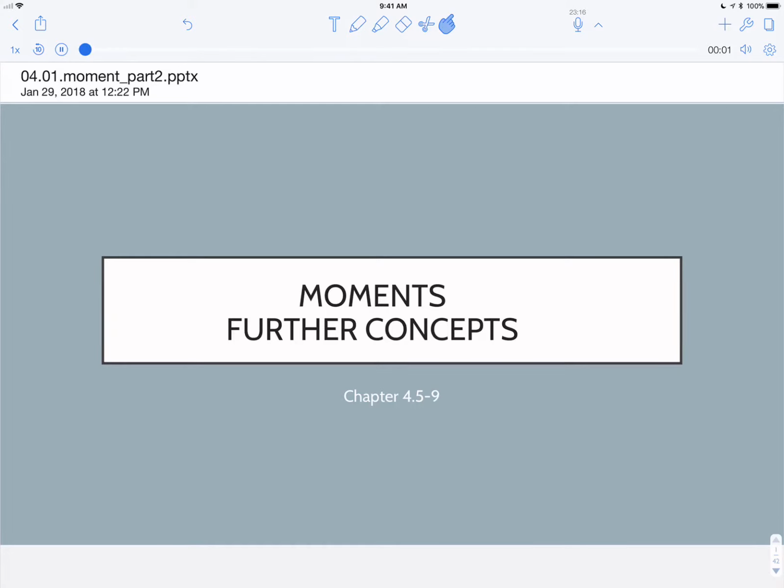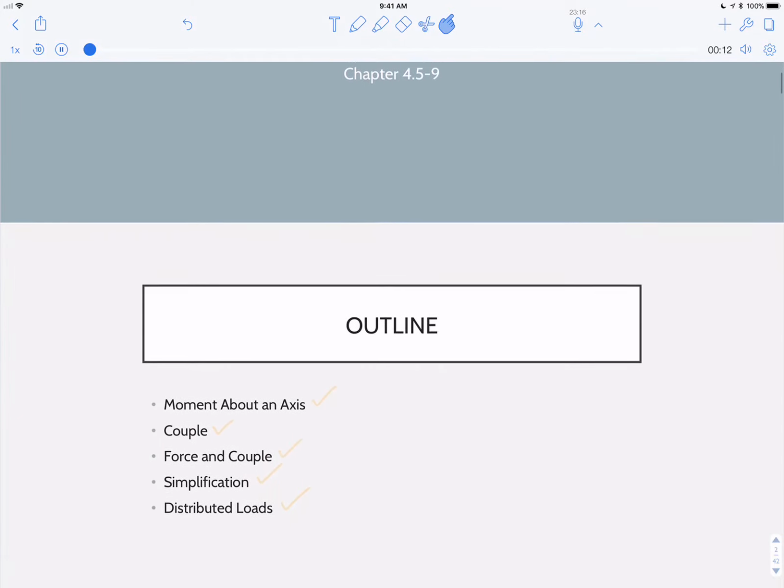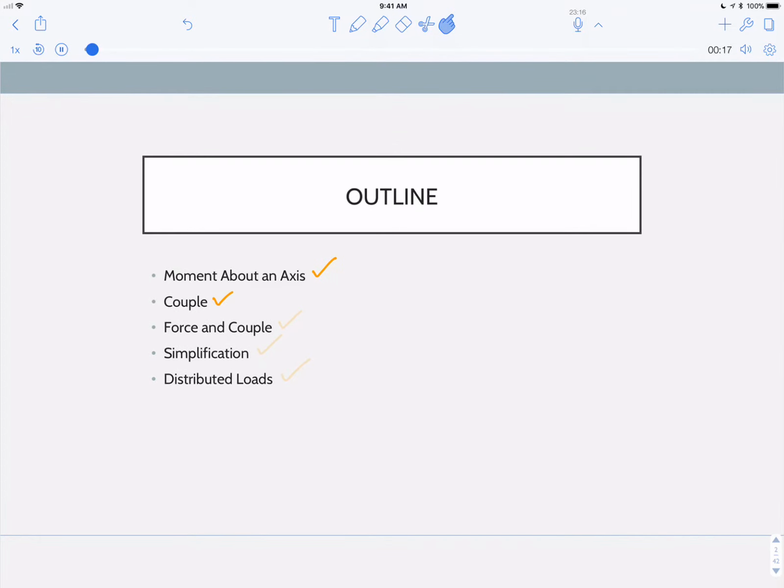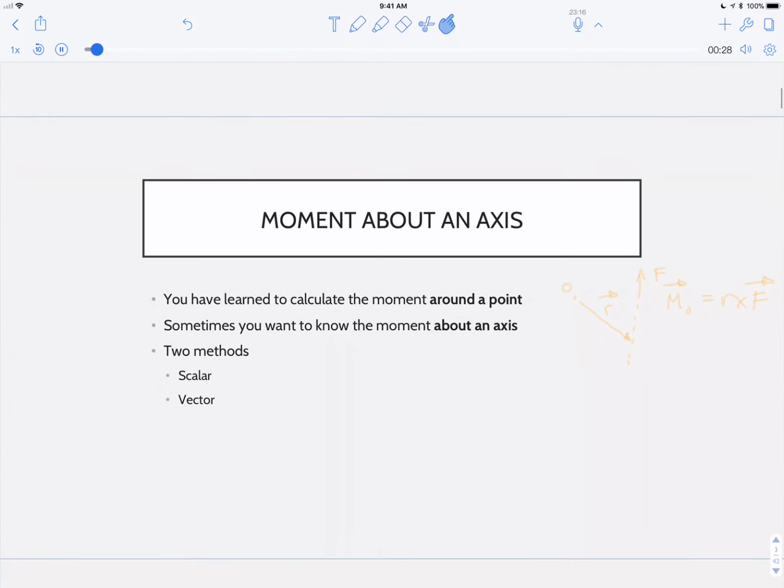Last time we learned that moments are forces times distance, and in vector form are r cross F. Let's look at some further concepts for moments. I'm going to talk about moment about an axis, then couples, force and couples, simplification of loads, and finally distributed loads. First, moments about an axis.